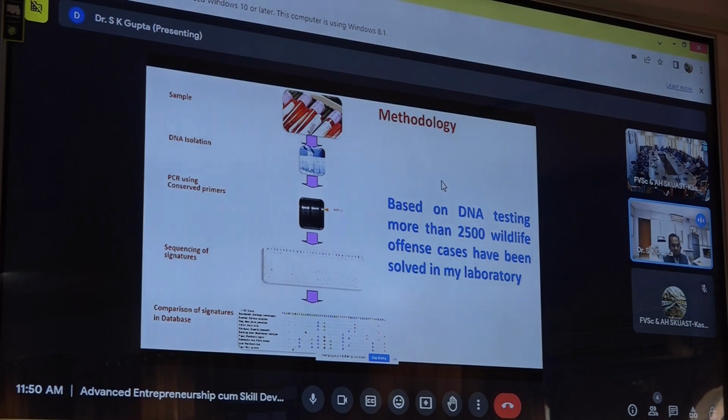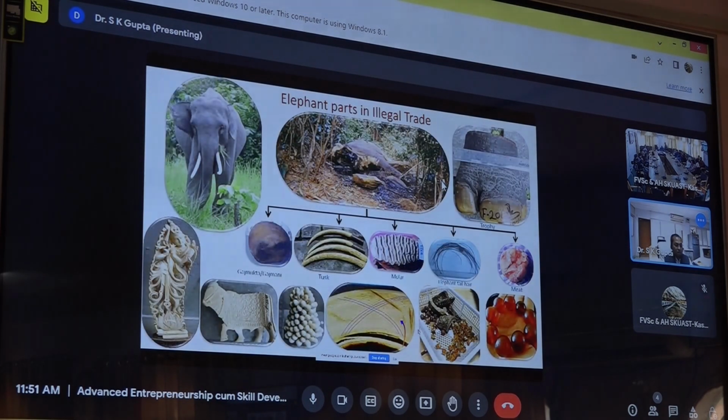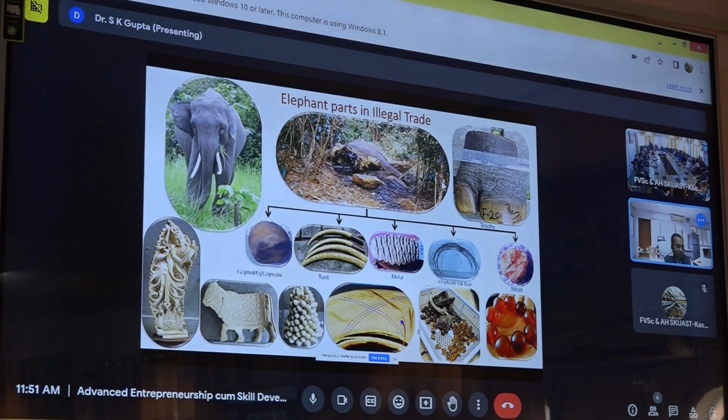And based on this DNA testing technology, we have provided reports for more than 2,500 offense cases from our lab. It can be used in identifying species from the variety of wildlife articles coming from the elephant, including its tail hair, its ivory, its skin product, skin bead which can be on the palm. It is a skin bead, elephant skin bead. So all things can be identified using DNA test, even ivory, including ivory.